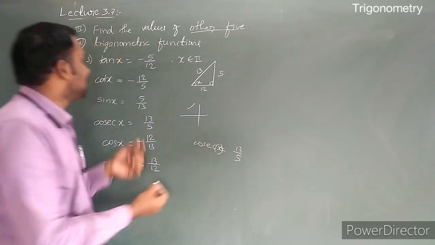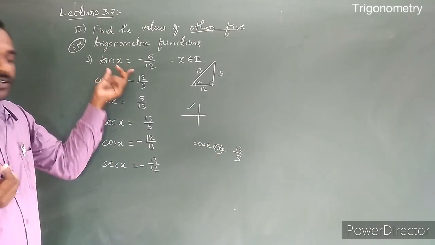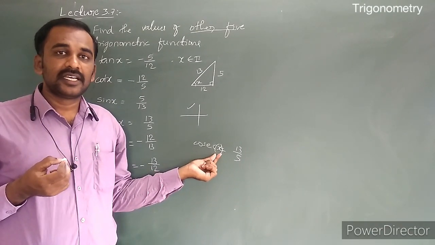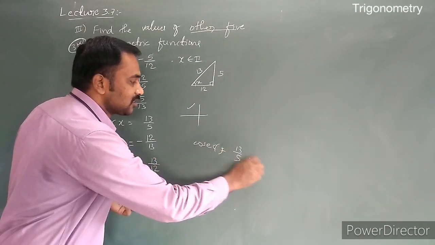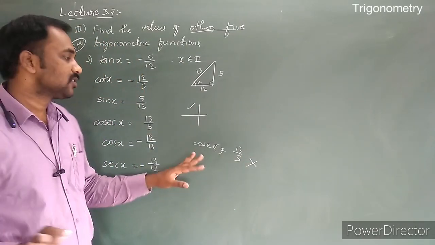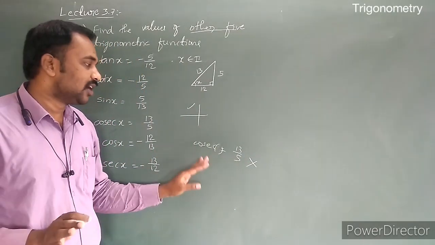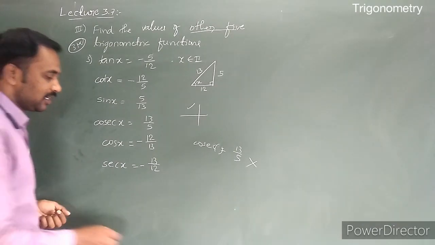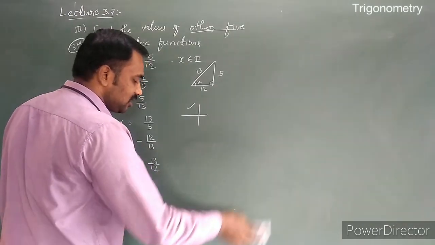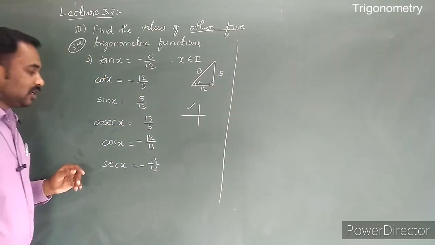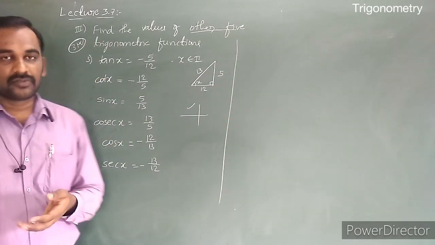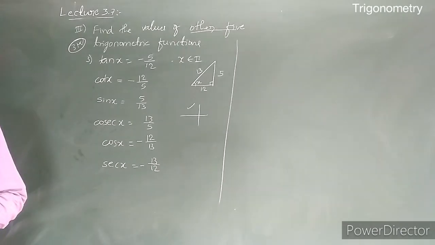Which angle is given in the original problem? Here angle x is given. So it is compulsory to write the angle x. If you neglect the angle x, it doesn't have any meaning. So we must write the angle. Okay. Now let's move to the next problem. Are you clear about this type of problems? If you have not understood, let's check it one more time.